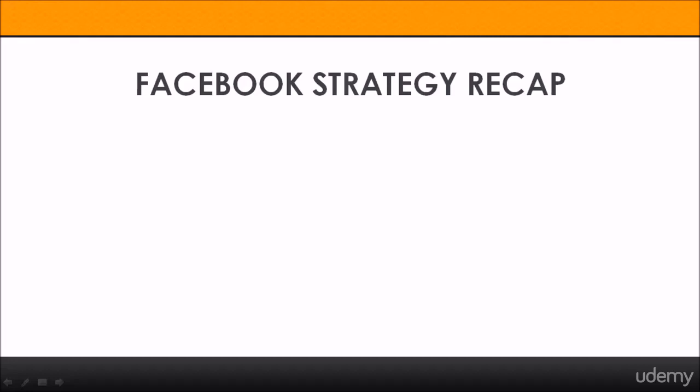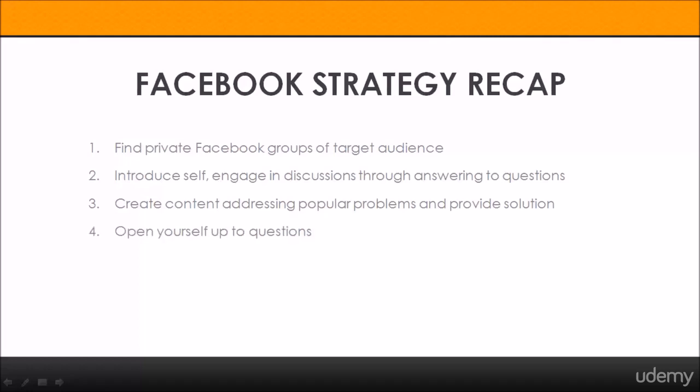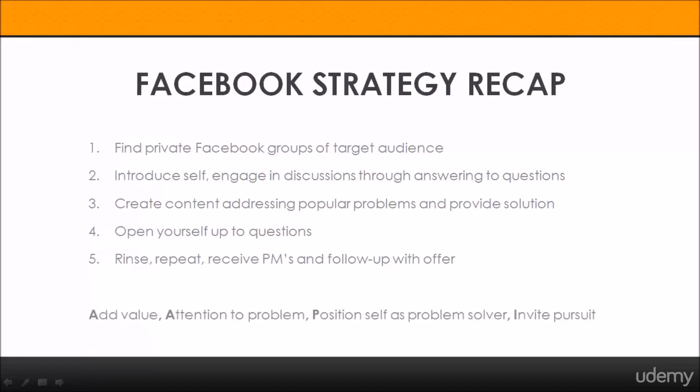Alright, so this is the Facebook strategy recap. Step 1, find the private Facebook groups where your target customers are hanging out in. Then introduce yourself and engage in the discussions through answering questions. Then create content addressing popular questions and provide the solution. Step number 4 is to open yourself up for questions. Step number 5 is to rinse and repeat the process, receive the private messages from your leads, and follow these leads up with your offer. So add value, attend to problems, position yourself as a problem solver, and then invite pursuit.